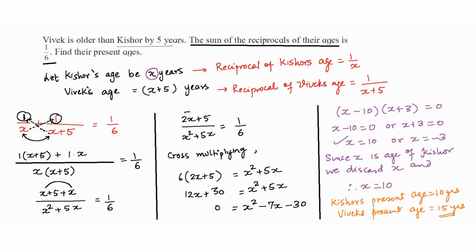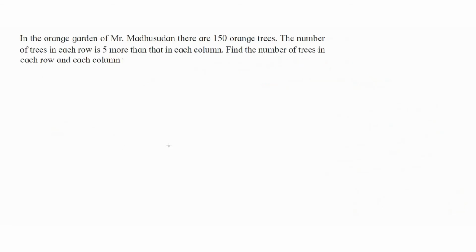Moving on to the next question. Let's take a look at the next one. In the orange garden of Mr. Madhusudan, there are 150 orange trees. The number of trees in each row is 5 more than that in each column. Find the number of trees in each row and column.